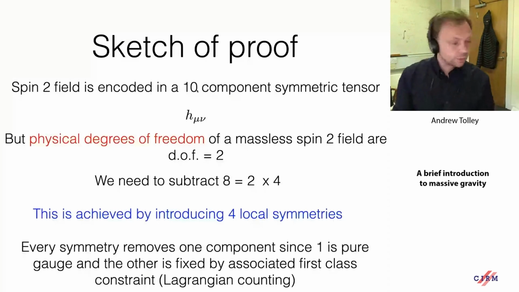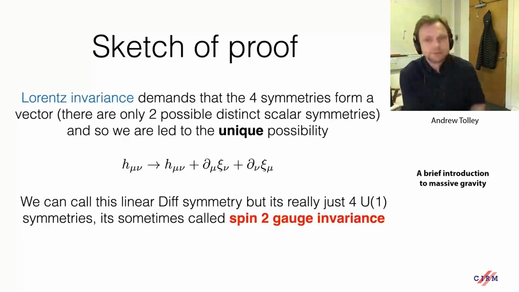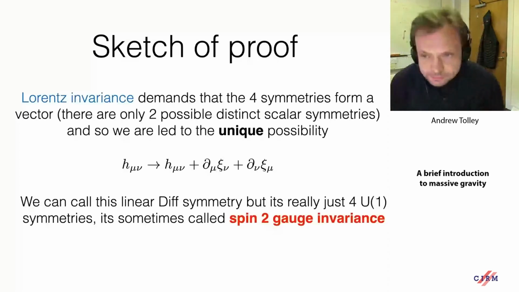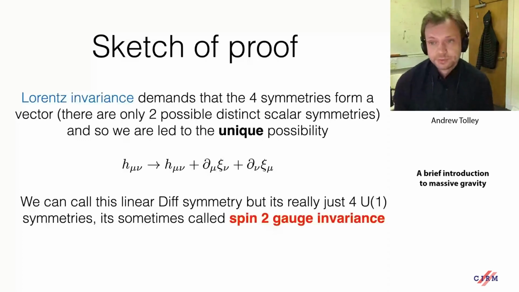So in other words, if I want to construct an interacting theory for a massless spin 2 field, whose starting object is 10 components, I need to introduce 4 gauge symmetries. Now again, we're doing this in the context of a fundamentally Lorentz invariant theory. So those 4 gauge symmetries, well, what can they be? They can either be a single vector's worth of symmetries or 4 scalar symmetries. But there's only 2 distinct possible scalar symmetries that you get for a spin 2 field.